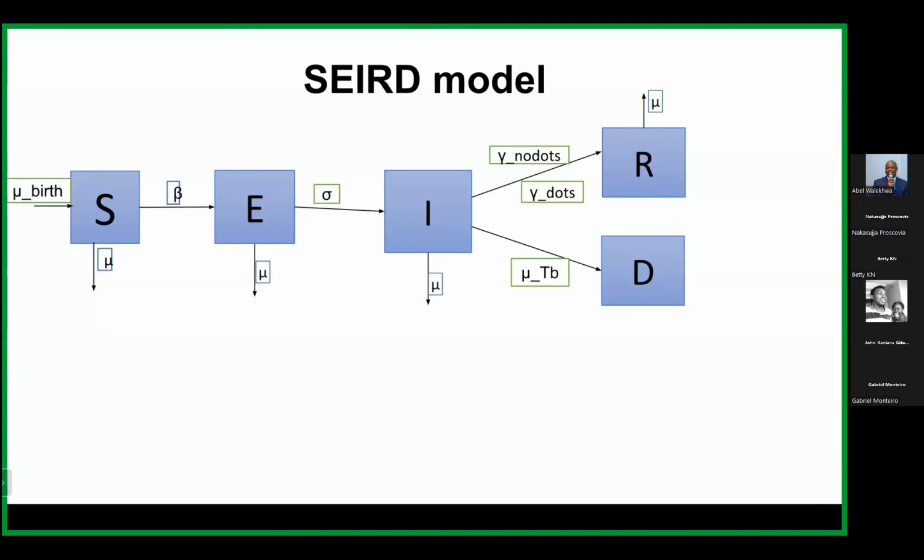And I saw a question in the chat, someone asking whether mu is a rate or a number. From what is represented here, it is a number, not a rate. But mu should be a rate.